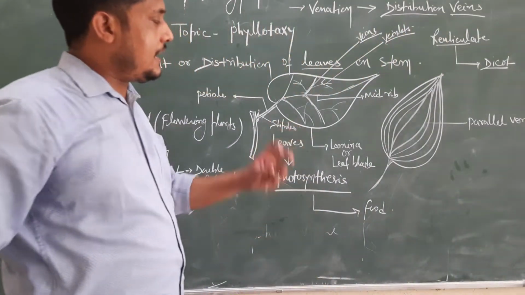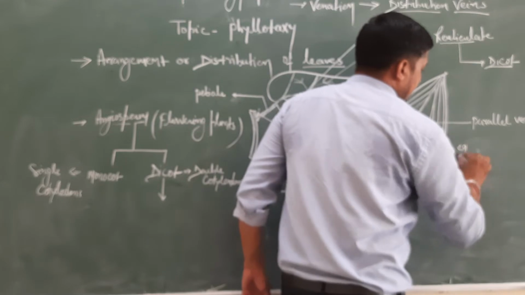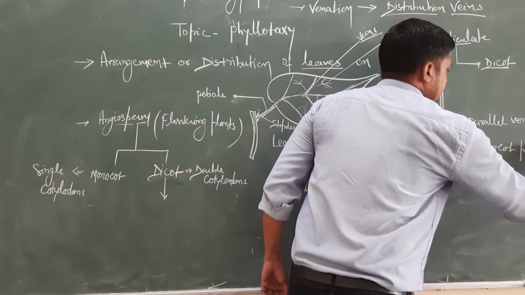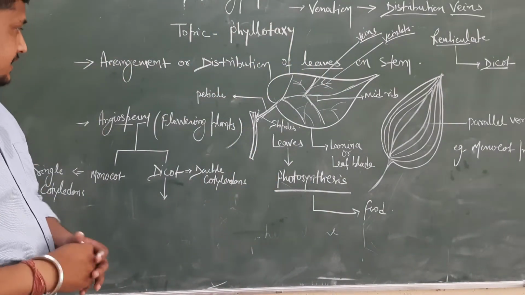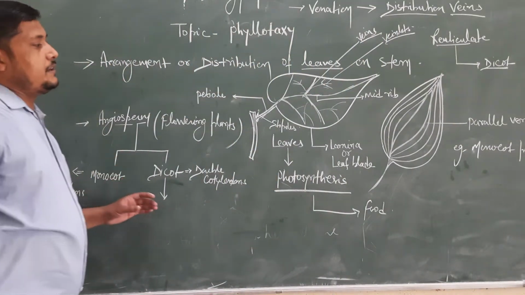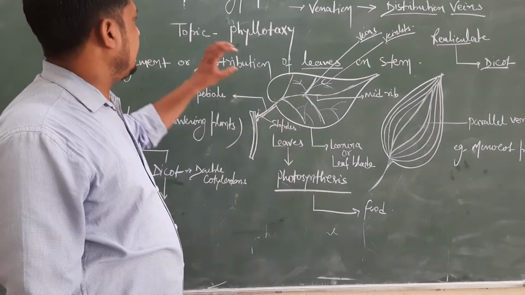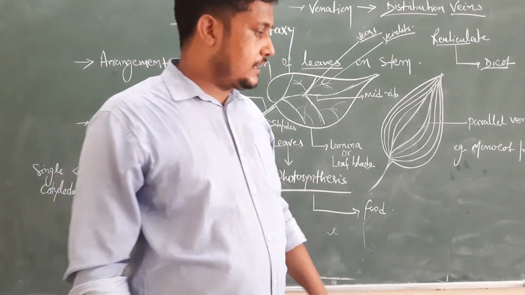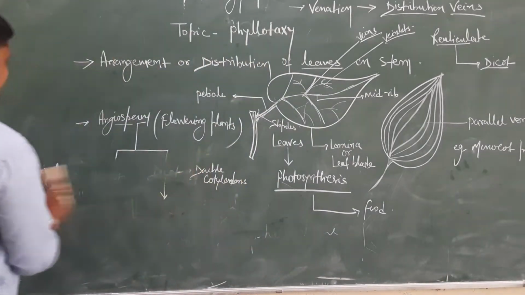And parallel venation, and the other thing is that this is the basic example of the monocot plant. Okay, so certain differences are there between the dicot and monocots, and these are the parts of the leaves. The other thing is the arrangement of the leaves on the plants. Basically, I will show you two types of arrangements.